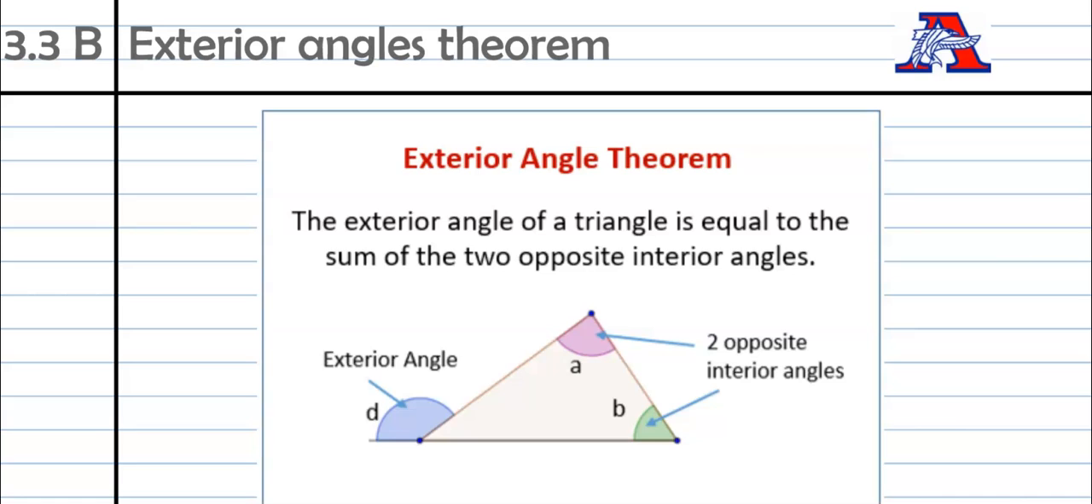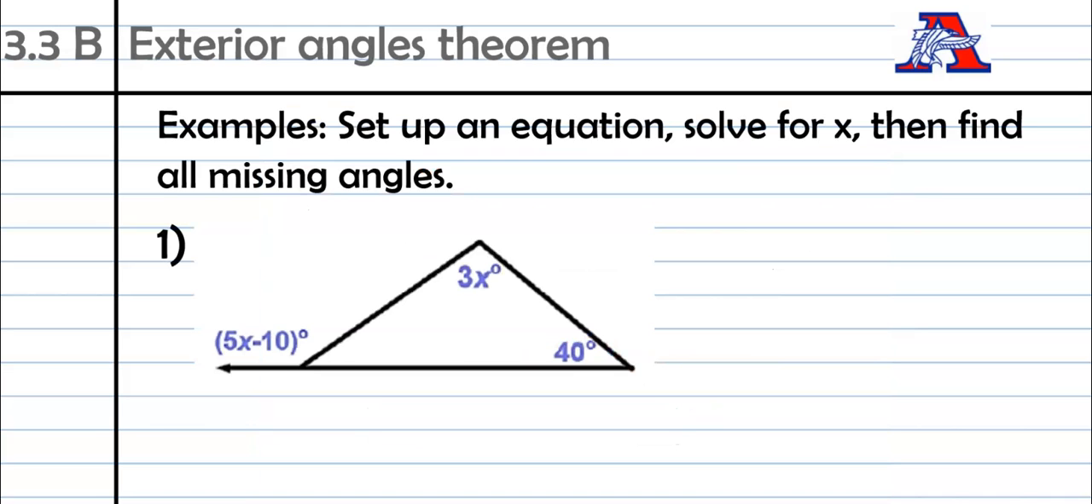Basically, it's an angle that kind of shoots off of your triangle. So if you kept extending your triangle and then created a new angle, that angle is going to be equal to whatever it is when you add together those two opposite interior angles. Okay, so let's jump into an example to make sure that that's all making sense. In these examples, just like in 3.3a, we're going to set up an equation, solve for x, and then use that x to find all of our missing angles.